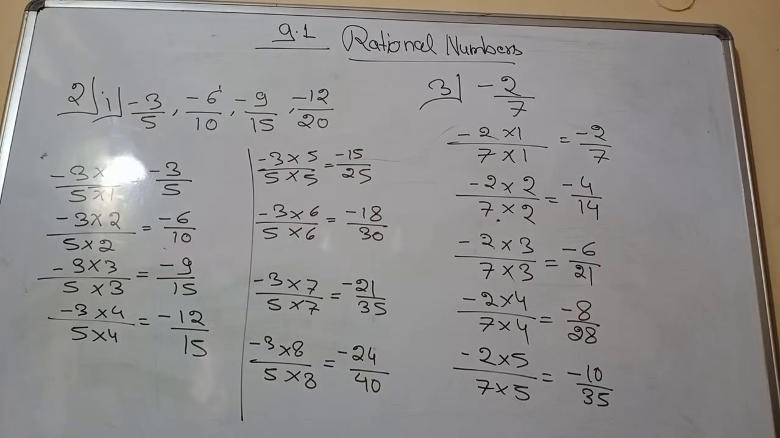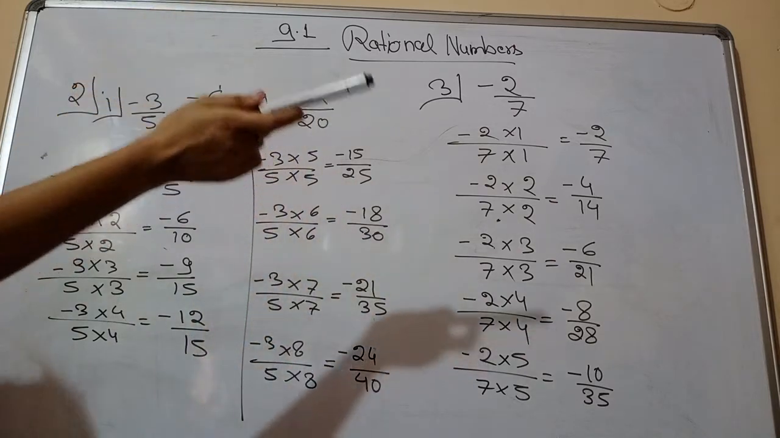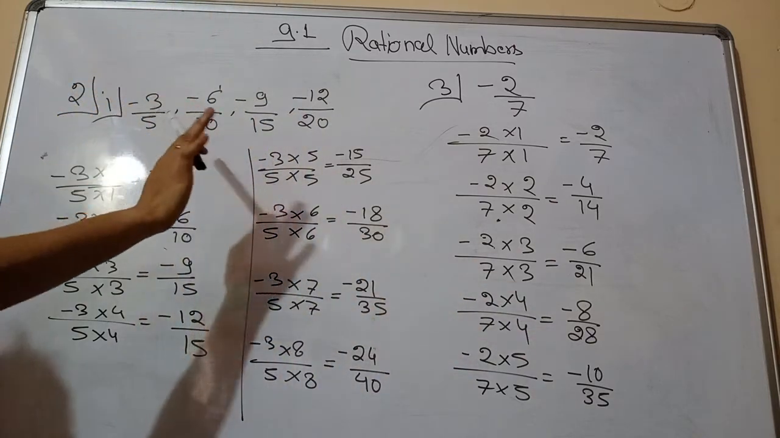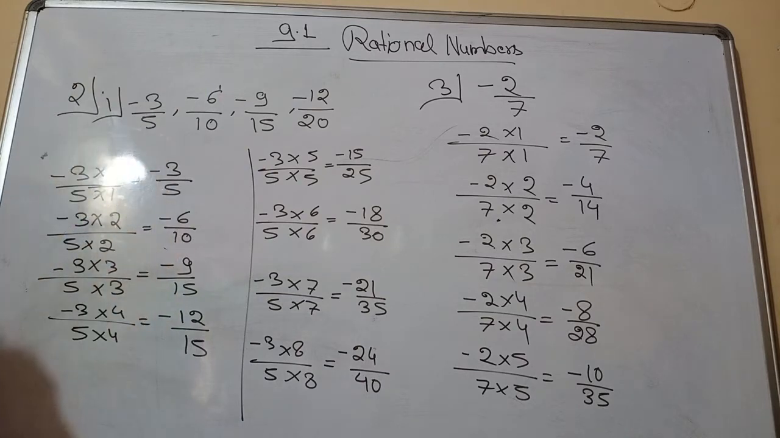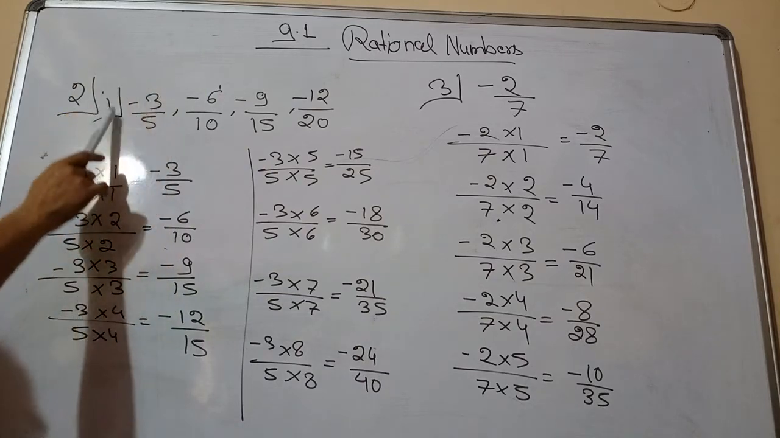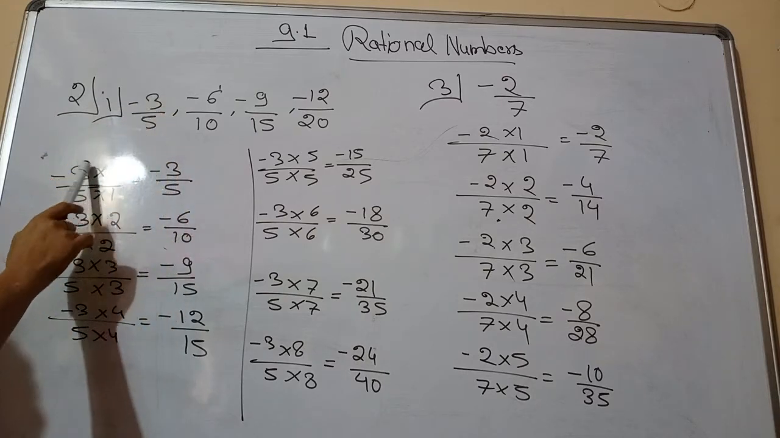Now in question number 2, what we have to do is write the next 4 patterns for the given pattern. This is the pattern given, and we have to write the next pattern which is suitable here. First we have to recognize the pattern. Always take the first term of any pattern. So what is the first term? That is minus 3 by 5.